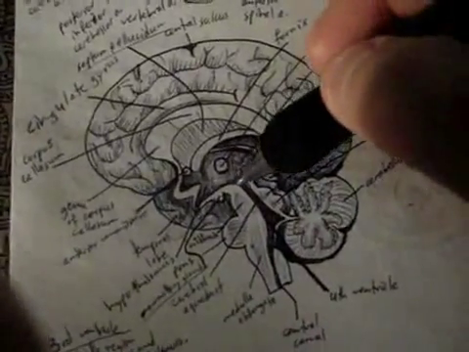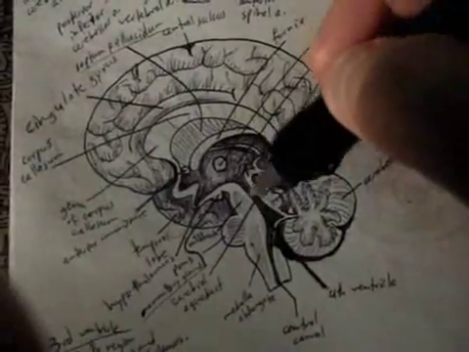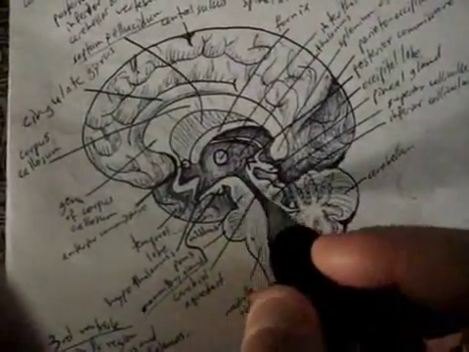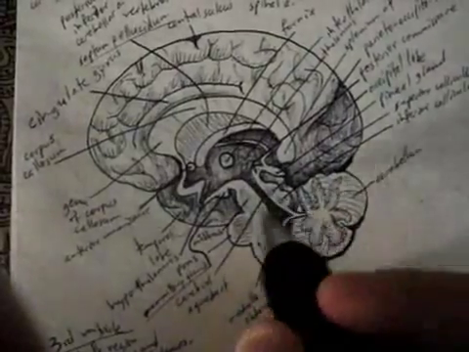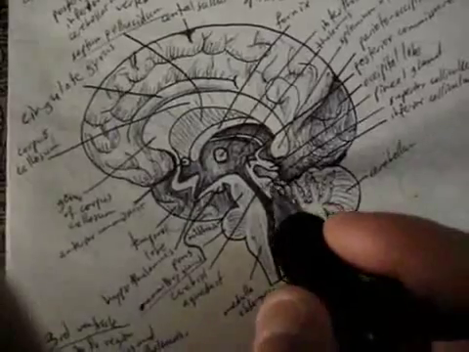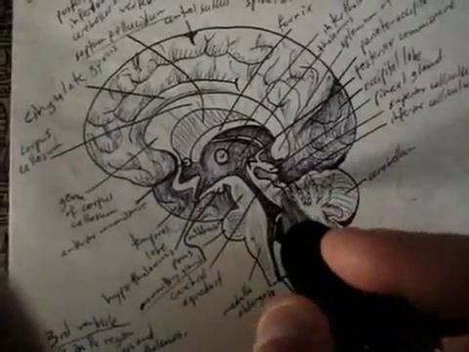From the third ventricle, the cerebrospinal fluid drains into the cerebral aqueduct. The cerebral aqueduct is located within the midbrain. So this area here is the midbrain. The midbrain, so you can see one clear feature of the midbrain are these two bumps here, the superior and inferior colliculi.